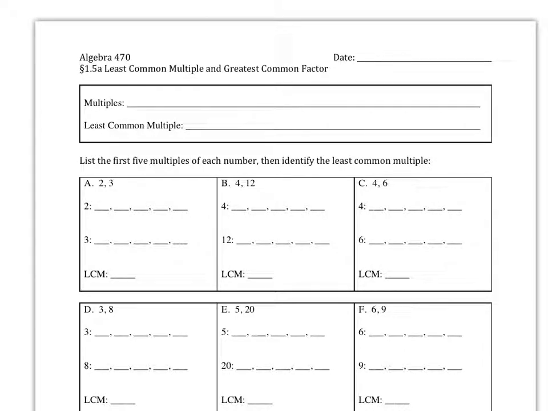Multiples. What would we describe as multiples? Okay, so it's basically the result of multiplying our numbers. As in, if I do 2 times 3, 6 is a multiple of 2, and 6 is a multiple of 3. It's the result that I get after multiplying, so the result of multiplying by an integer.